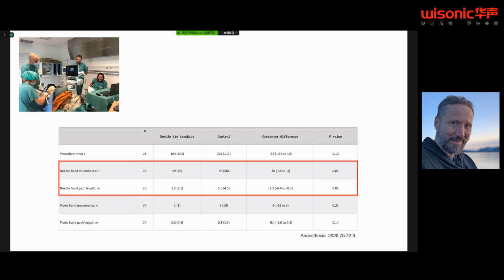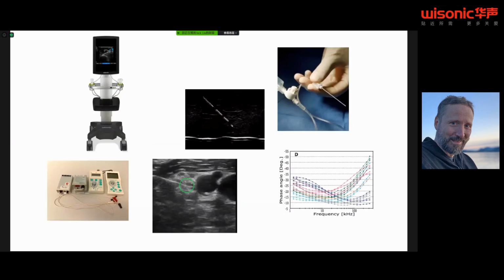And we also considered there was a big limitation of our study, and this was that the doctors performing the blocks were all highly experienced. And as seen in the study of McWeiser, novices in the teaching situation might have more benefit with a tracking technology, compared to experts when performing block procedures.